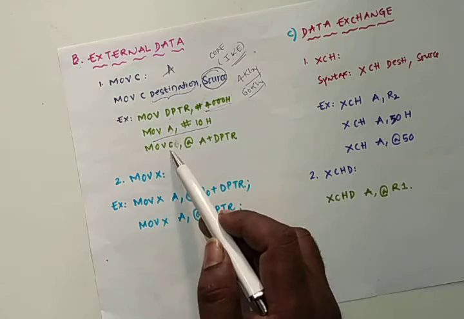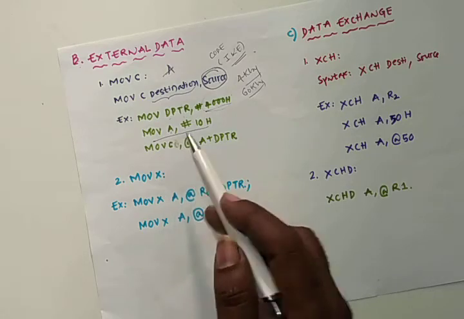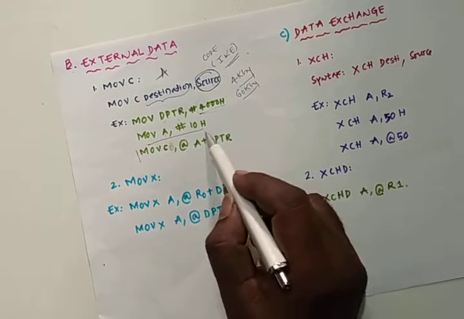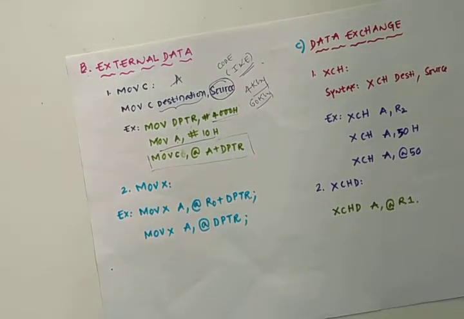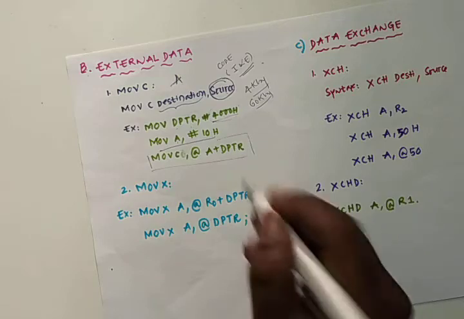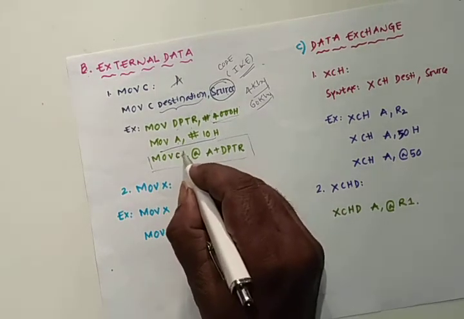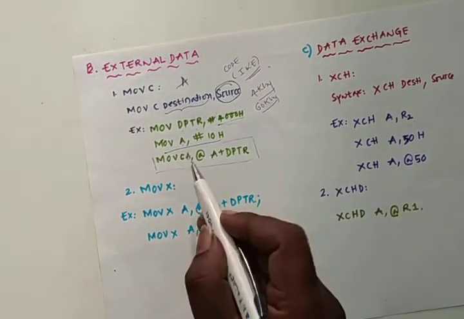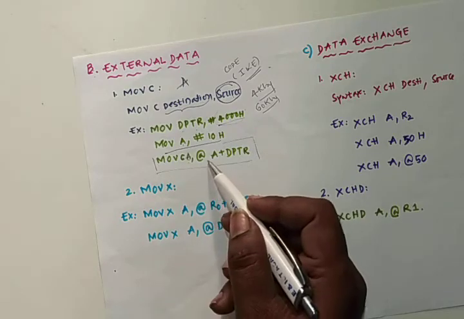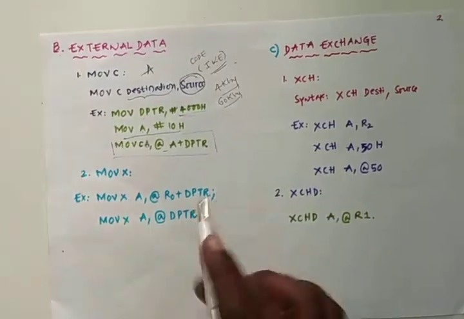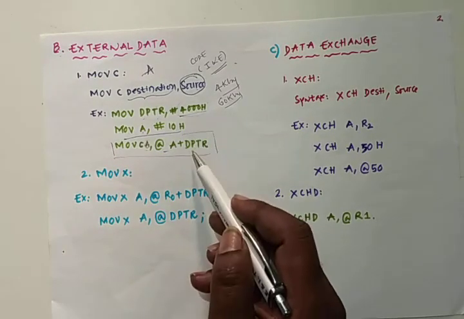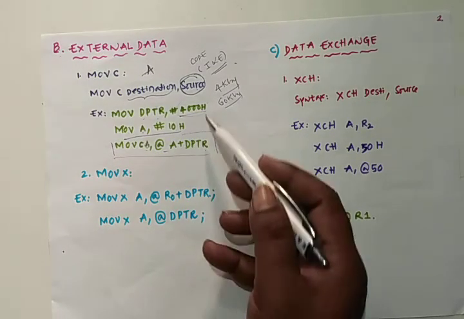And coming to MOVC, we are going with MOVC now. We know that just now we discussed that whenever we use MOVC, the destination must be the accumulator, and the source may be internal RAM or external RAM. See this one here, the data pointer register is having what?